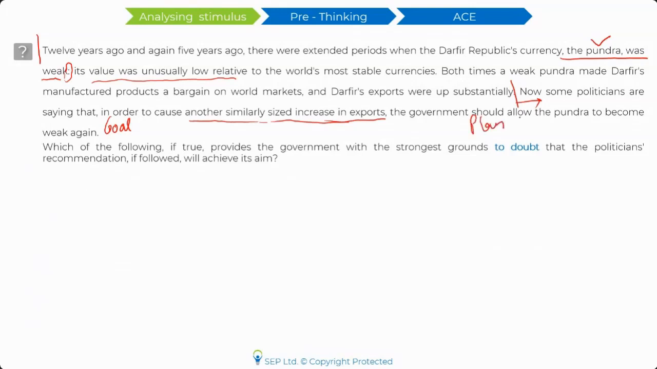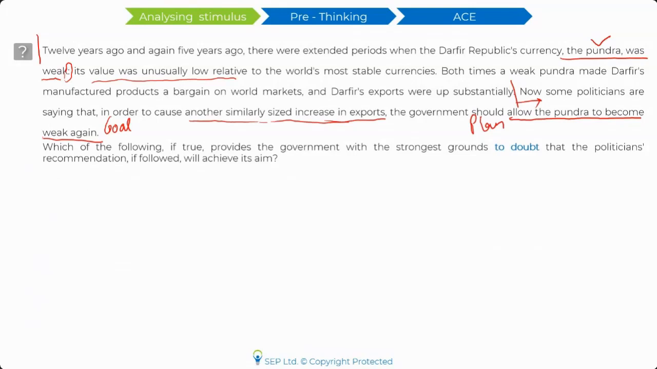So this is here the plan. Okay, what is the plan? Deliberately allow the Pundra to become weak again. All right. And so a plan and a goal have been provided. So in the entire paragraph, the first half is talking about what happened twice in the past, and the last sentence is presenting a plan and a goal. Now, what are we supposed to do? That is not given to us in the stimulus. So we should read the question stem to understand that.